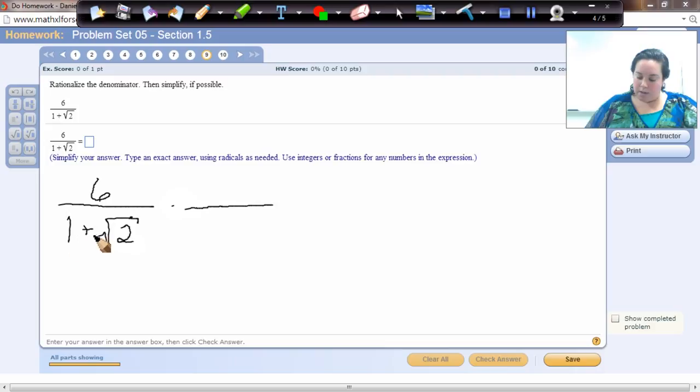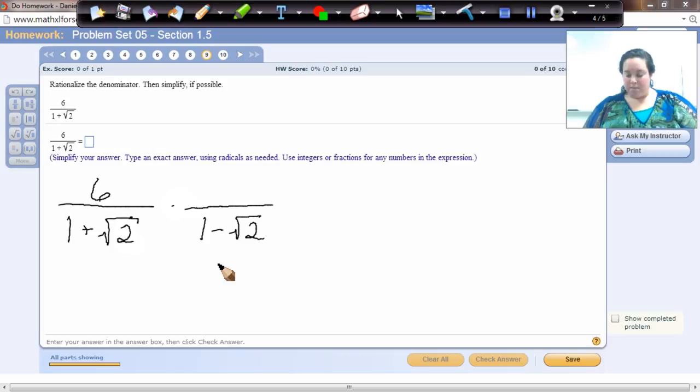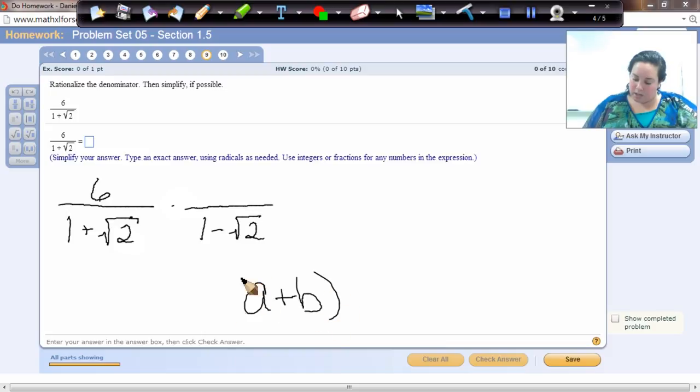Okay, so this is 1 plus square root of 2. We're going to multiply by 1 minus the square root of 2. So wherever the radical is, if it is negative, make it positive. If it's positive, make it negative. That's called the conjugate. So if we had a plus b, the conjugate is a minus b. Okay, this is called the conjugate.